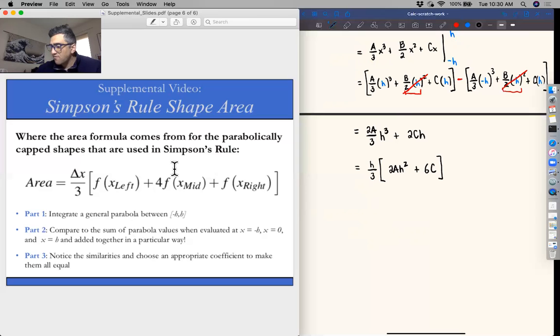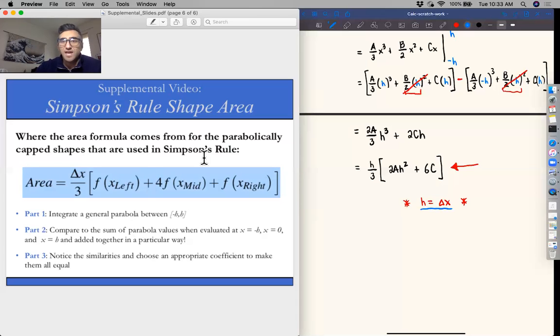All right, so that's it for part 1. This is the area under that general parabola we had that touches those 3 points at minus h, 0, and h. And again, to remind ourselves, the way we're thinking about h in this problem is h is really our delta x. The only reason I'm pointing this out is if we compare that formula for the area for that particular shape, we're starting to see that delta x over 3 beginning to show up. Right, well, that's part 1. We integrated that general parabola.